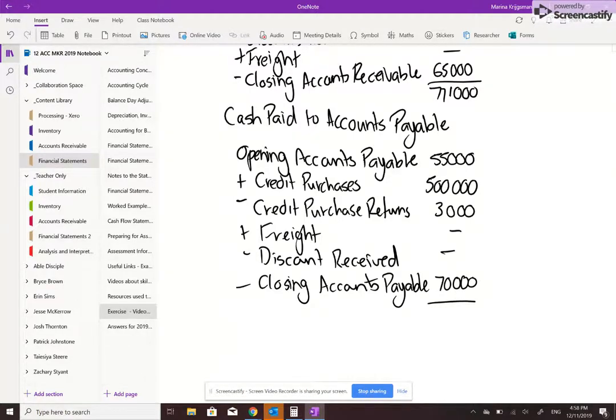Right, so now we can calculate it. And remember to do it a couple of times just to make sure you got it right. So we've got our opening accounts payable plus our credit purchases of 500,000 minus our purchases returns of 3,000 and minus our closing of 70,000. And we should get 482,000. I'm just going to do that again to make sure I've got it right.